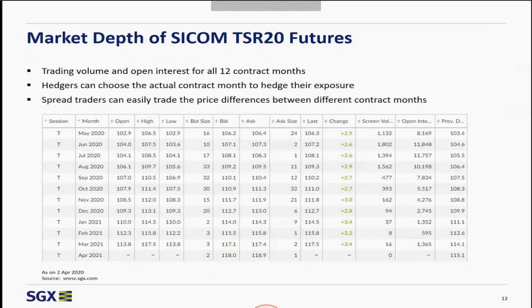This is a screen capture of the trading activity of our TSR20 rubber futures on the 2nd of April 2020. As you can see, all the contract months are traded and with good open interest. This offers hedgers the flexibility to choose the actual contract months to hedge their exposure. For calendar spread traders, the trading activities along the whole forward curve present spreading opportunities.